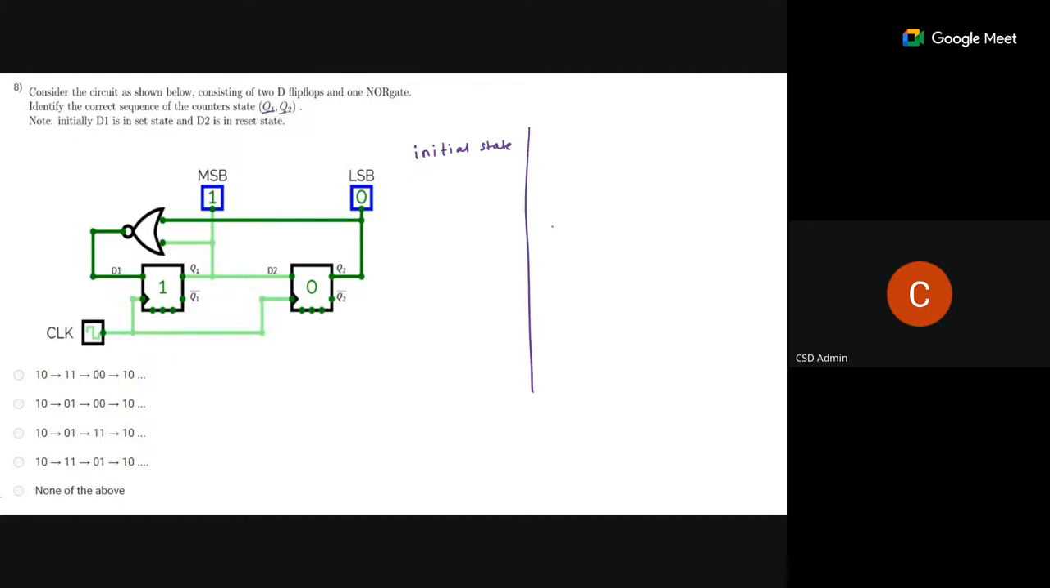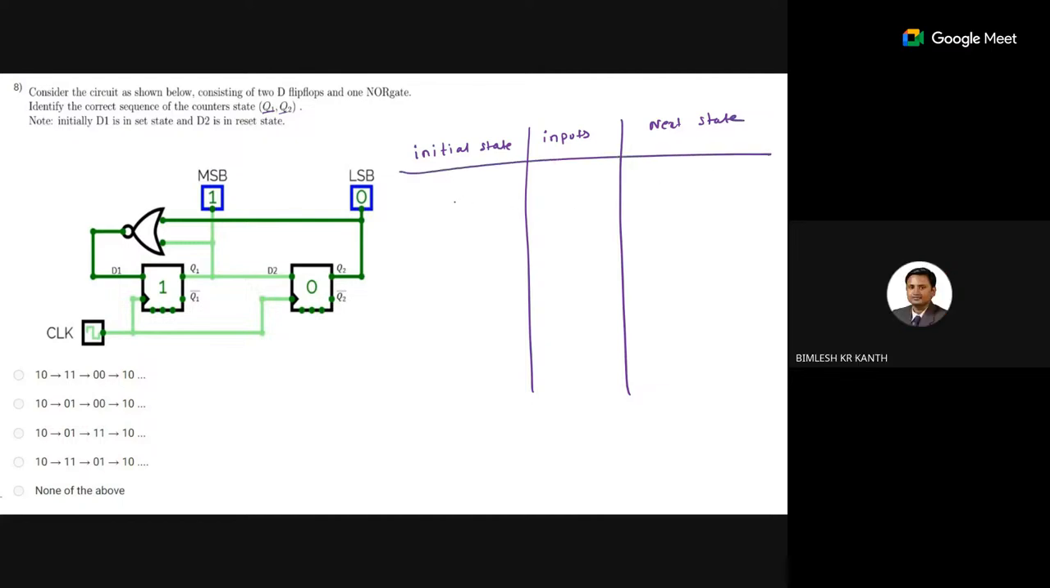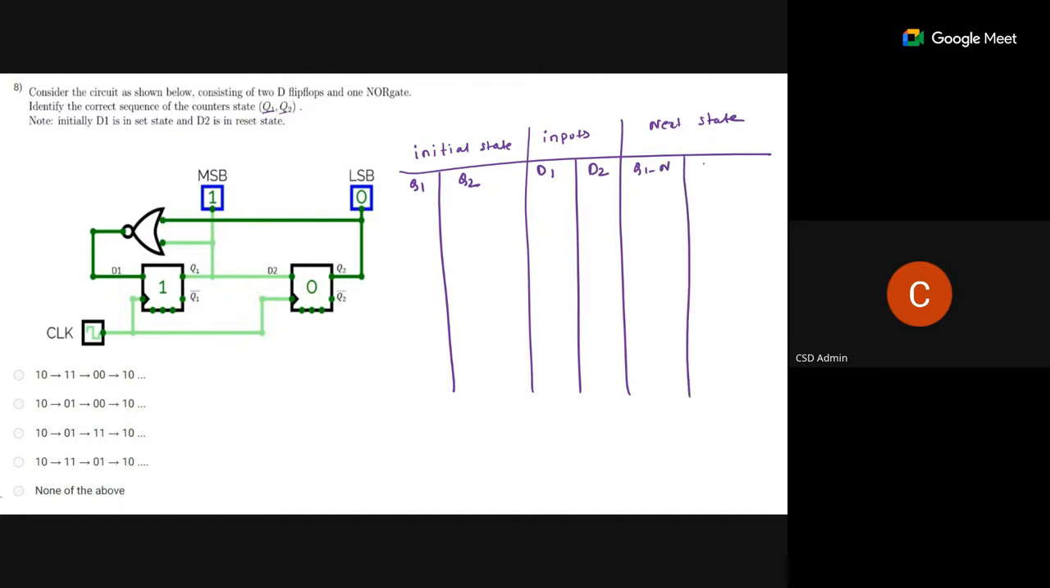Then the inputs, and what will be the next state? The initial state is Q1, Q2, and inputs D1 and D2, and for the next state Q1 next and Q2 next. Inputs are in most significant and least significant bits. So the initial state is D1 set and D2 reset, that is 1 0.